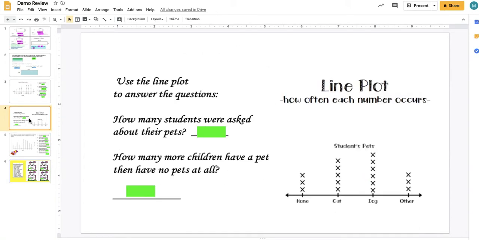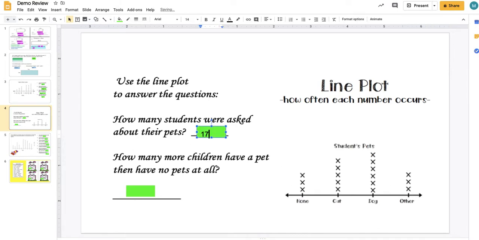Now we're using the line plot to answer the next questions. Student pets. How many students were asked about their pets? So this is just counting the X's. If I go along and count the X's, this is just how many people. 5 with a cat, 6 with a dog, and 3 with a different kind of pet. If I count all of those X's up, I'm getting 17.